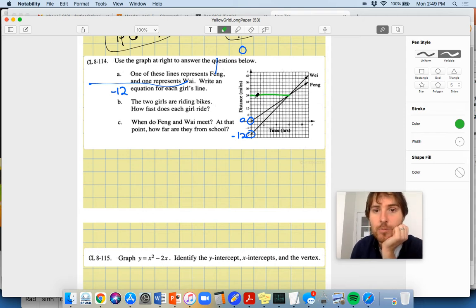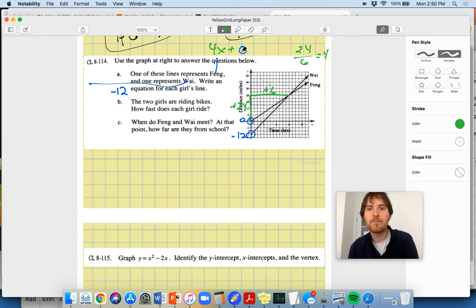So this slope triangle that I just did here for Feng's line is rise plus 24 and run plus 6. Okay, plus 6 here. And what do we got for 24 over 6? 24 divided by 6 is 4. So what I got here for my equation, oops, yeah, this is for Feng. Okay, my bad. Feng here is y equals 4x. Okay, there's Feng.